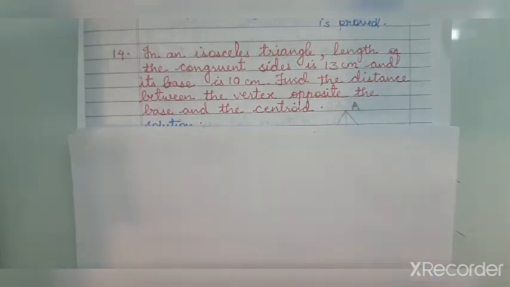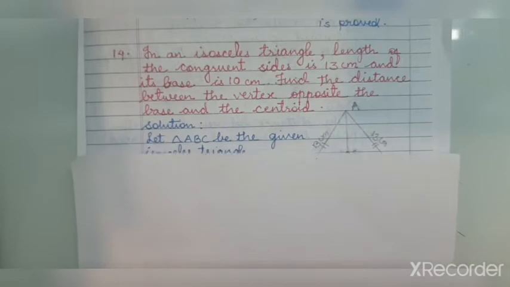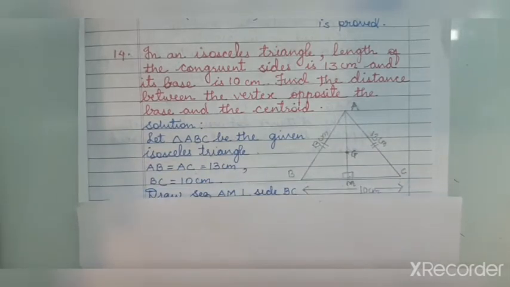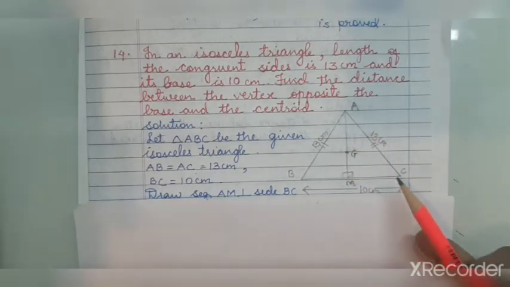Now in this particular sum, they have not given the figure. So we need to draw the figure, and after drawing the figure, we need to give some instructions about what we have assumed in the figure. Okay, which letters. So this is our figure here.